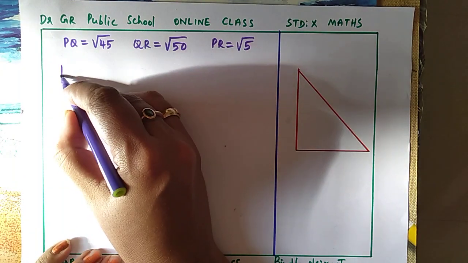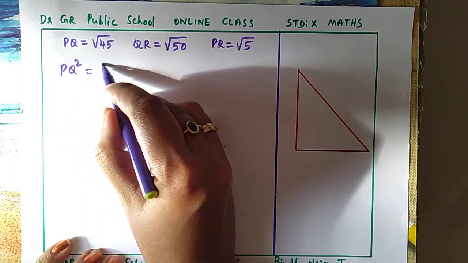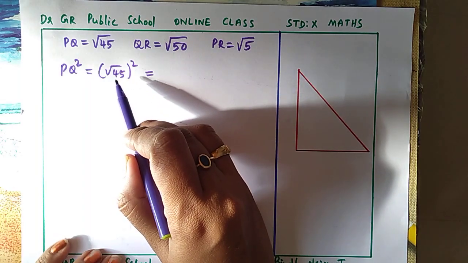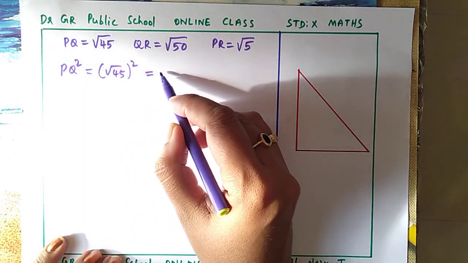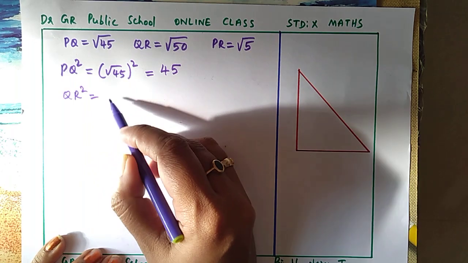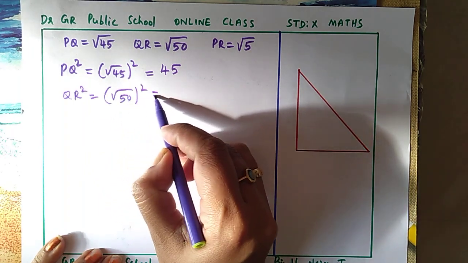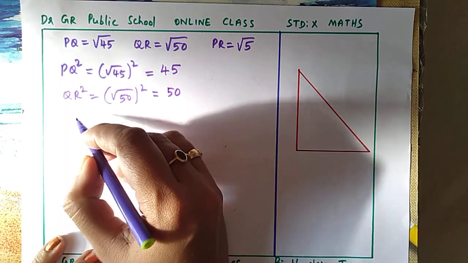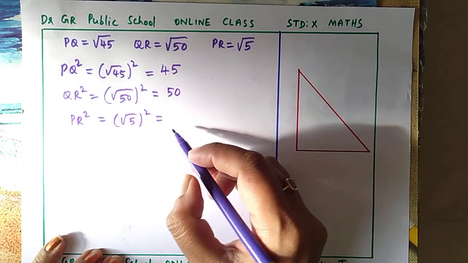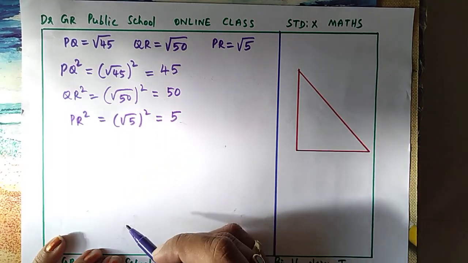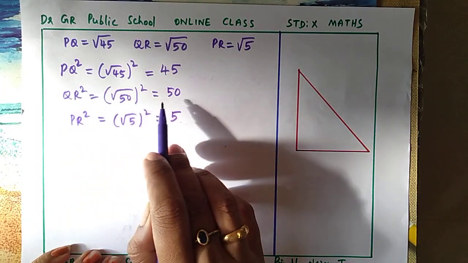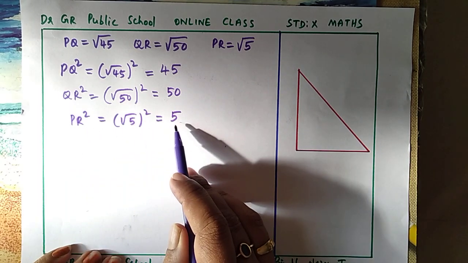So if PQ equal to root of 45, what is PQ square? Root of 45 square. When you square root of a number, the root will go. Therefore, the answer is 45. Similarly, next one, QR square, you will get root 50 square. The answer is 50. And third one, PR square, that is root of 5 square, will become 5. Now, you see children here, PQ square came 45, QR square came 50 and PR square came 5.